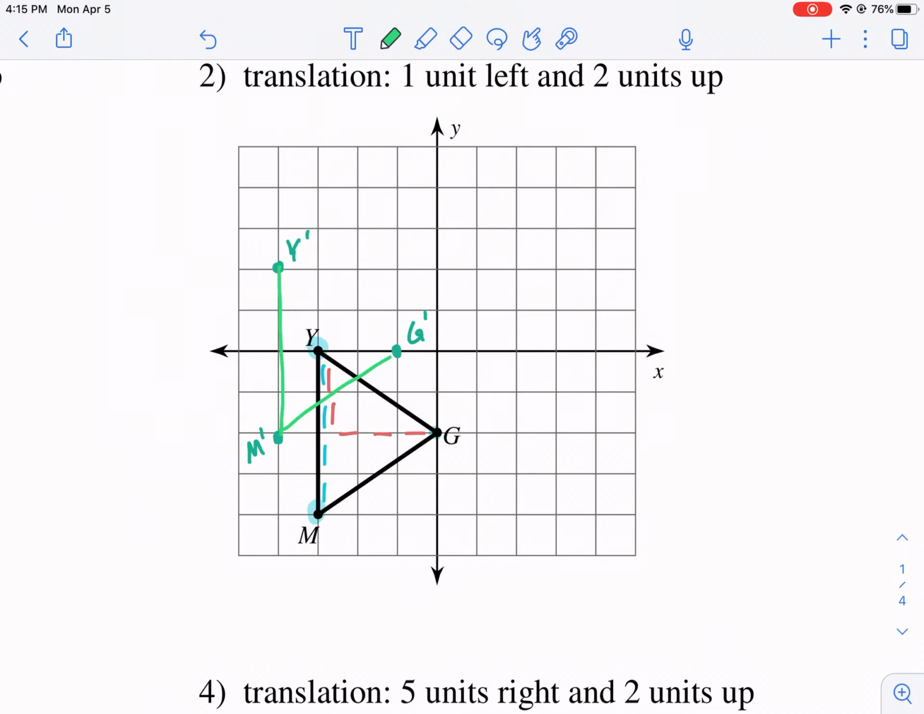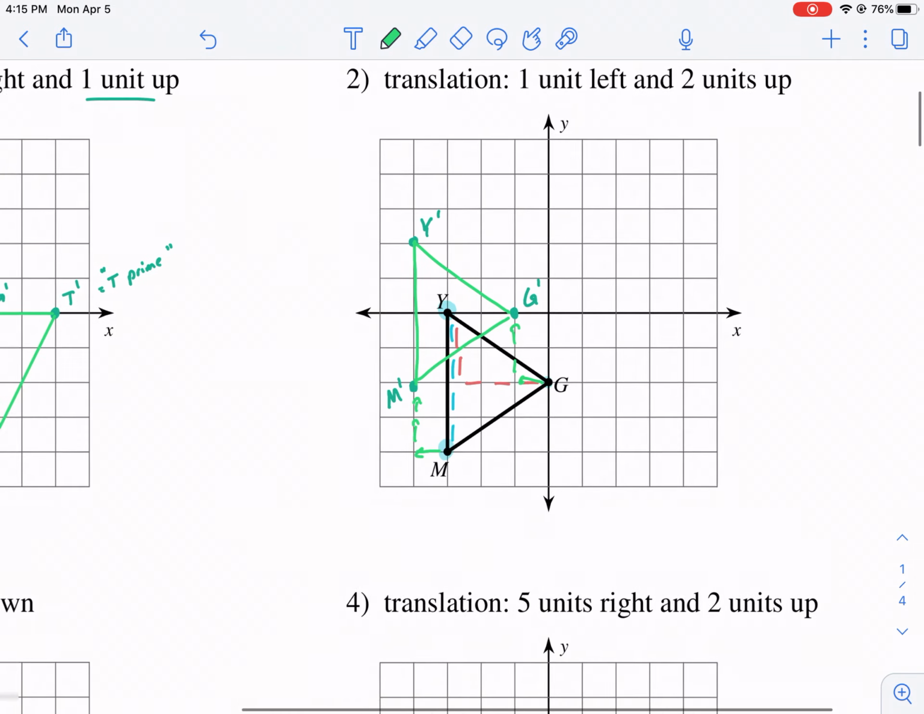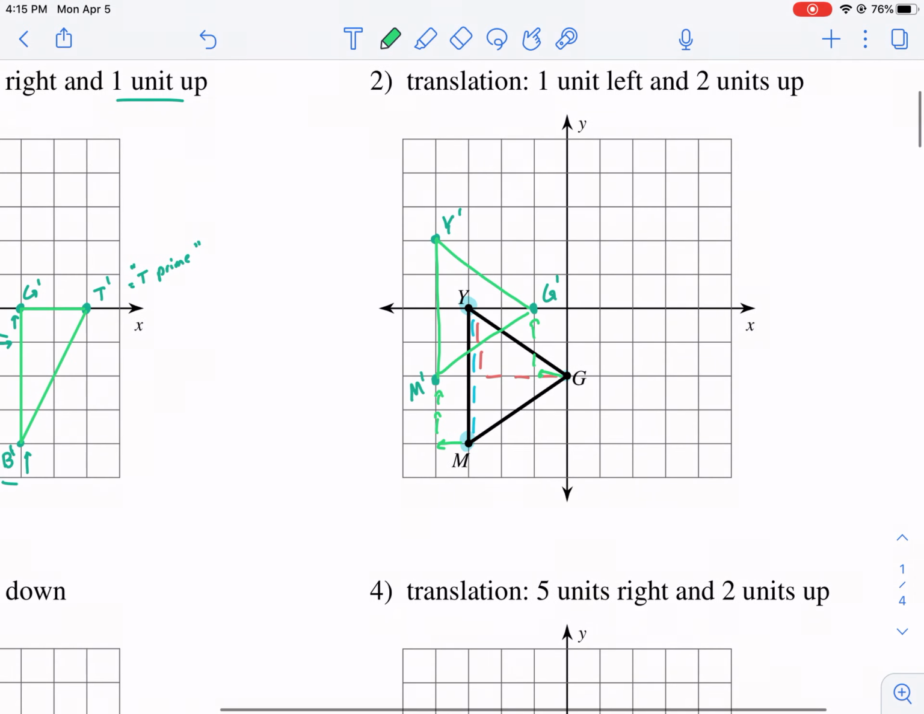It's the same thing that we would get if we did that relationship of 1 unit to the left and 2 units up. So look, left 1, up 1, 2. We'd get the same thing. So either way you want to do it, both are perfect.